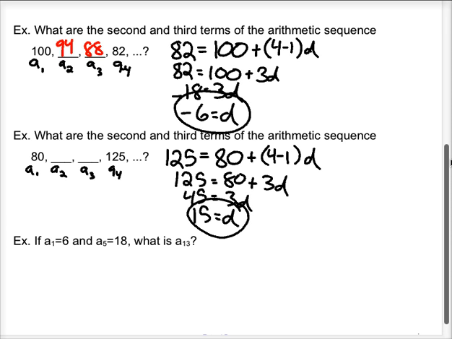So that common difference of 15, what that means is I'm adding 15 between every term. So I come back up here, 80 plus 15 will give me 95. Plus 15 again is 110. And then make sure when you add 15 again, you actually get the 125. And you do, so that means we've solved this problem.